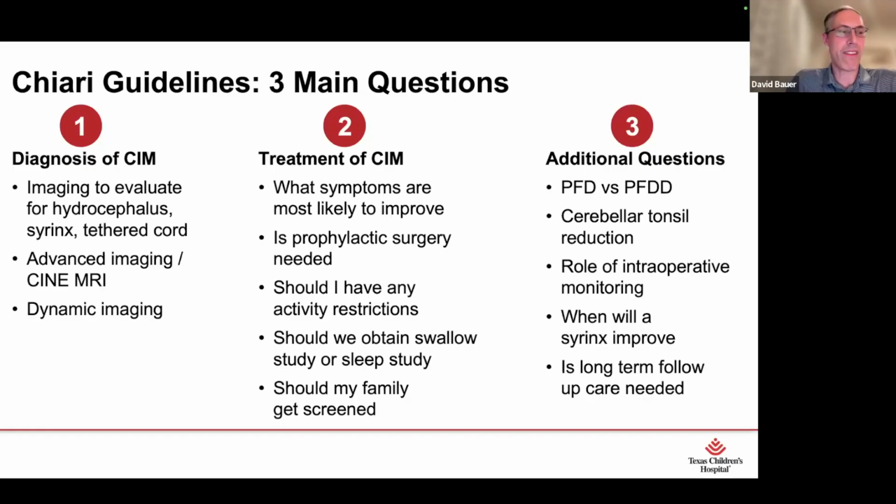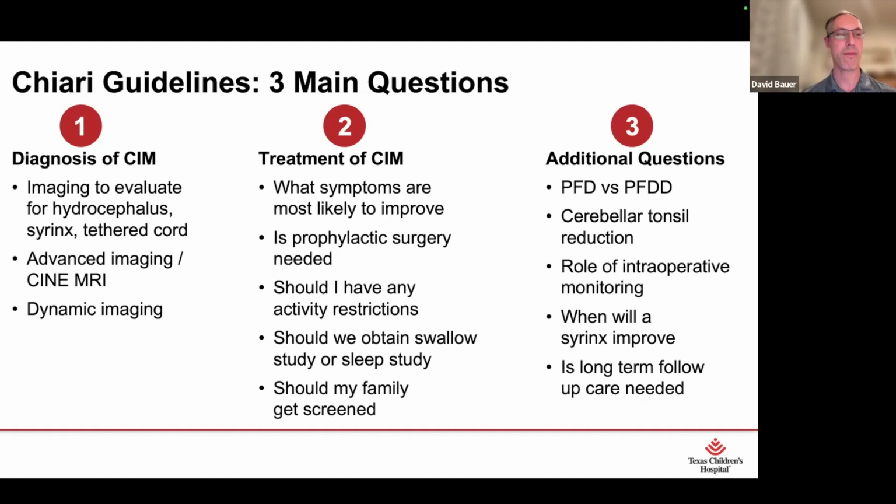I mentioned at the beginning of the talk that I wrote Chiari guidelines, and I did that in conjunction with Bobby Jones CSF. The Chiari guidelines had three main questions. So we talked about the diagnosis of Chiari malformation and the best available evidence, the treatment of Chiari malformation, and what symptoms are most likely to improve, is prophylactic surgery needed, etc. And then additional questions. So should we do posterior fossa decompression and duroplasty, cerebellar tonsil reduction? When will a syrinx improve?